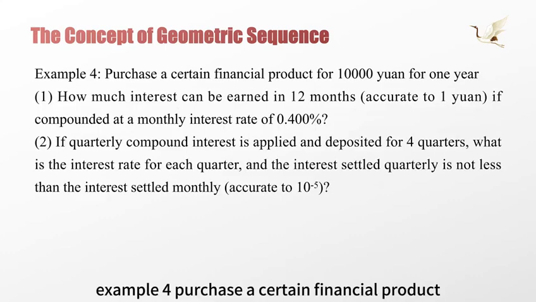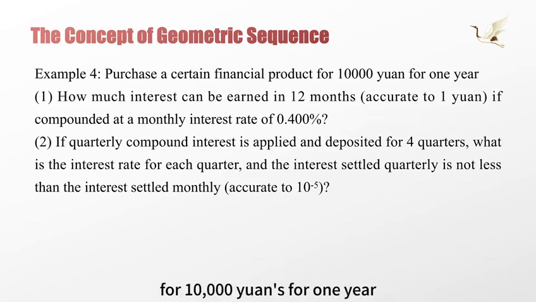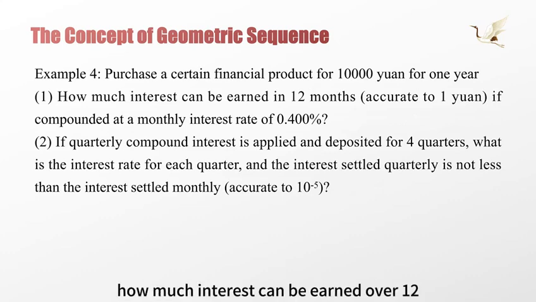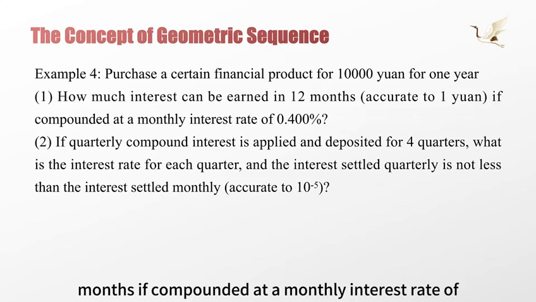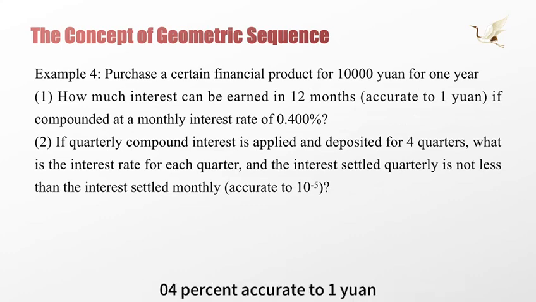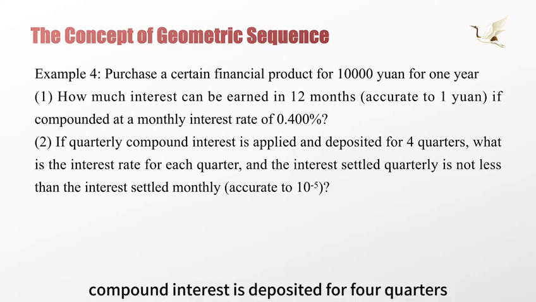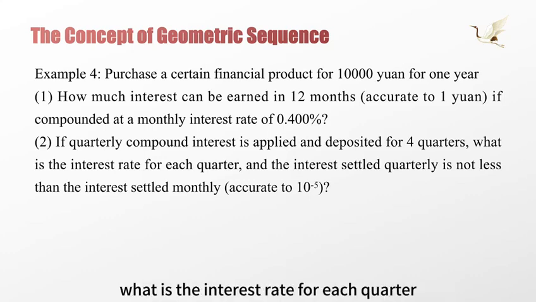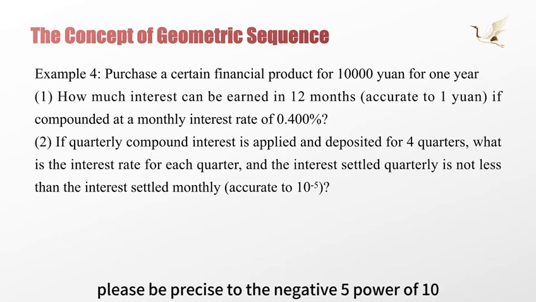Example 4. Purchase a certain financial product for 10,000 yuan for 1 year. How much interest can be earned over 12 months if compounded at a monthly interest rate of 0.4%? Accurate to 1 yuan. If the quarterly compound interest is deposited for 4 quarters, what is the interest rate for each quarter, such that the interest settled quarterly is not less than the interest settled monthly? Please be precise to 10 to the power of -5.